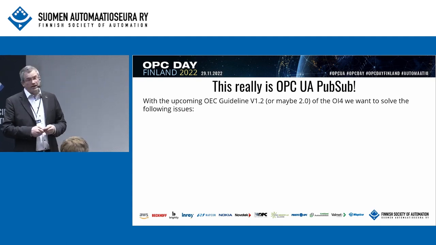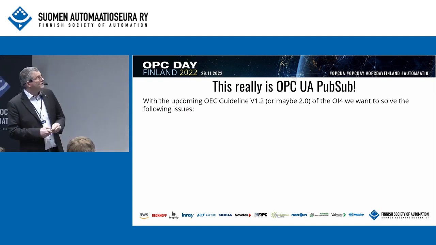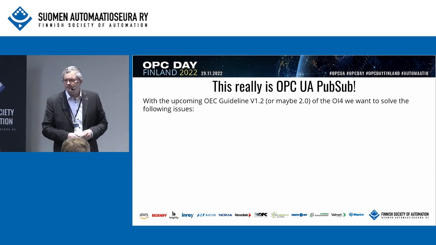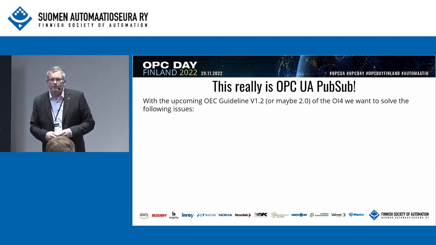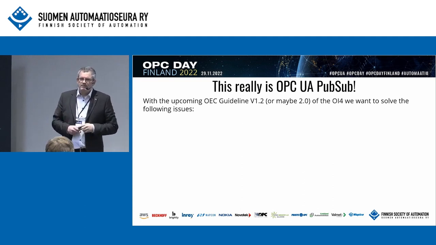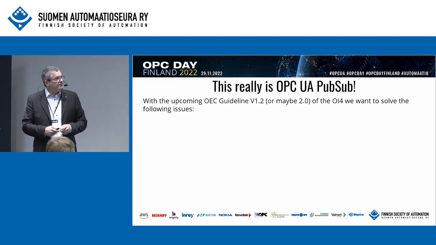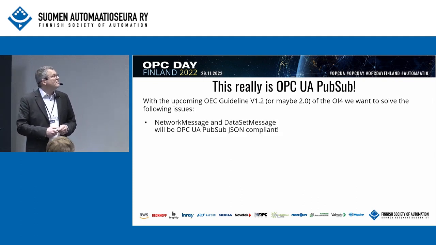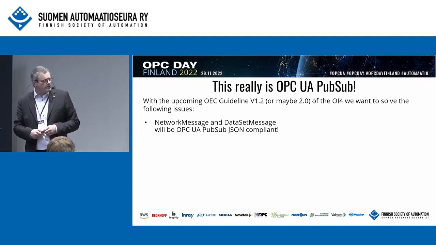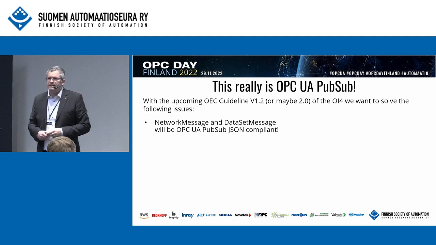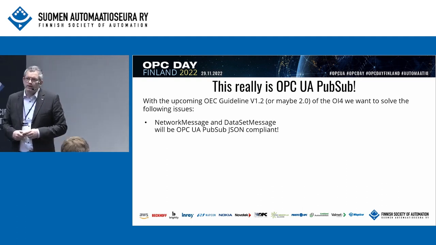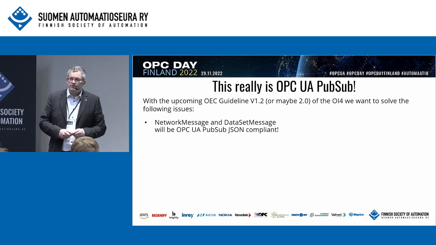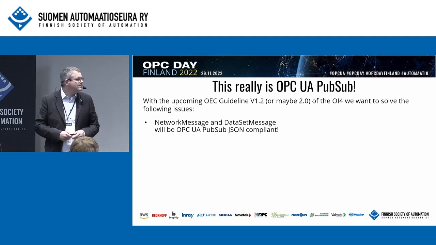So this is really OPC UA PubSub. With the upcoming guideline, we don't know yet if it will be version 1.2 or version 2.0. It's not yet defined. But with the upcoming version, we will purely use OPC UA PubSub. So the network message and dataset messages, and of course I forgot to mention it here also, the metadata will be OPC UA compliant. This is what our work group promised, and this is why I'm standing here and saying that.